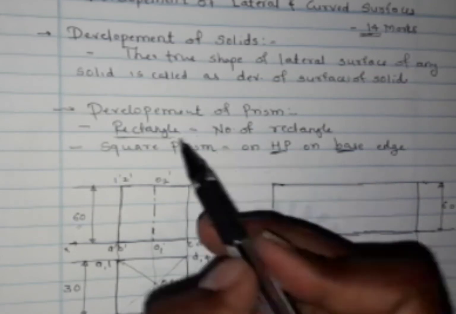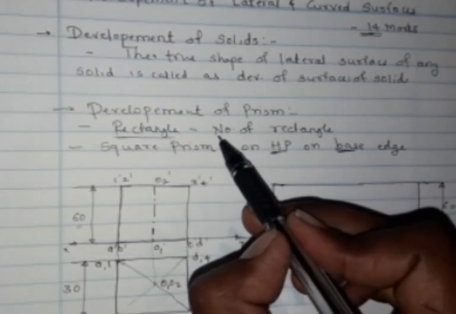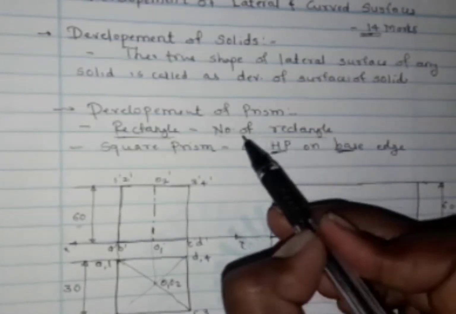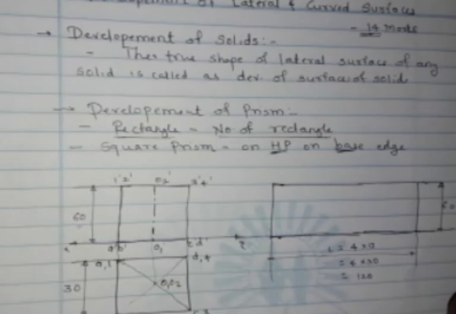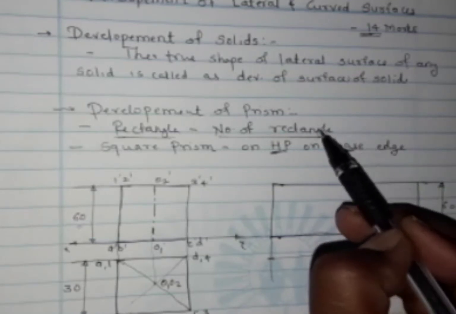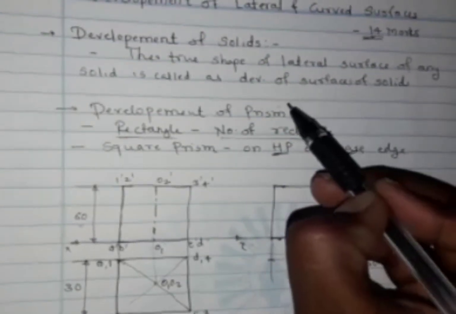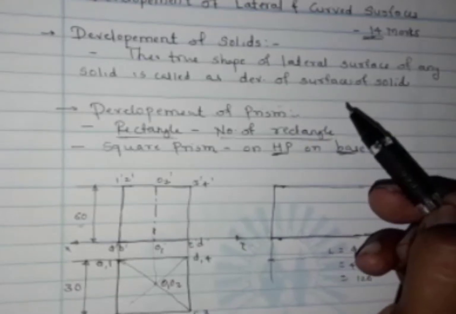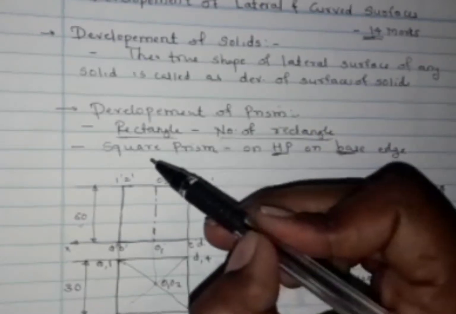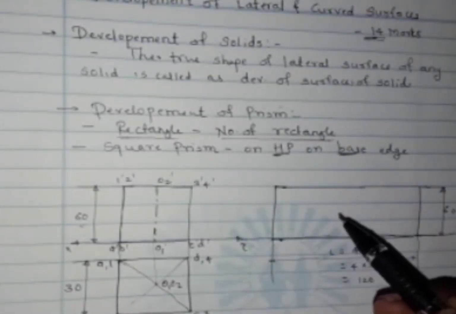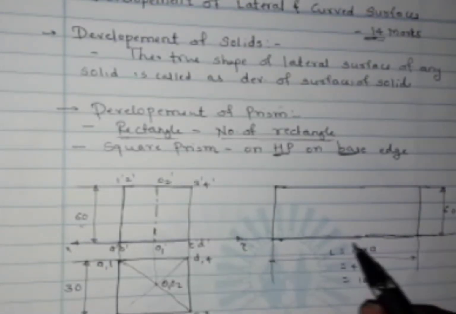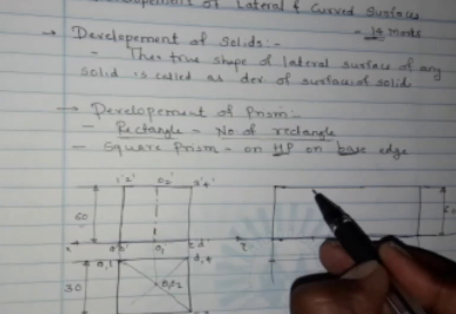Okay, and this rectangle will be divided into a number of rectangles, and how many rectangles we get will depend on the type of the prism. As it is a square prism, the rectangles we get will be 4. Means in this we are getting 4 rectangles, like this.